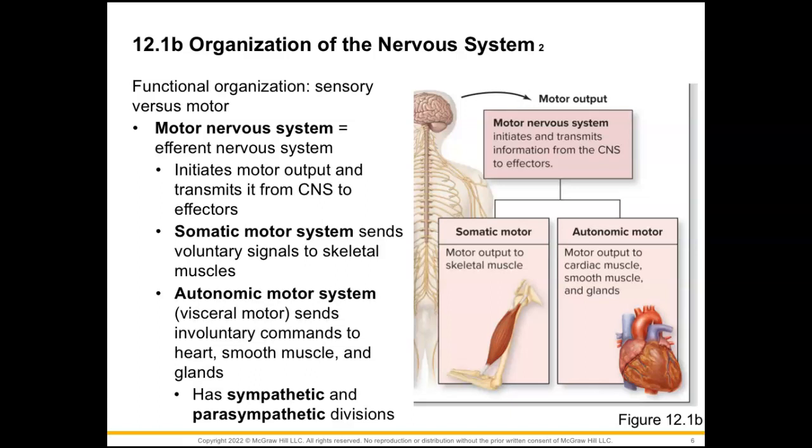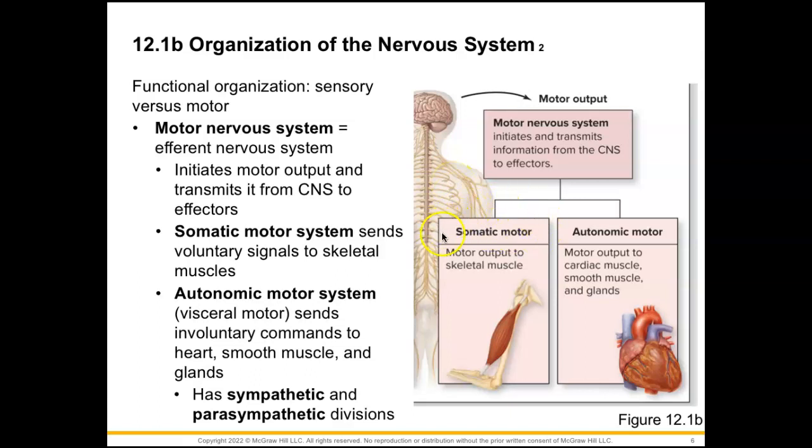Now that we have that out of the way, let's talk about what our motor nervous system is all about. We're going to initiate and then transmit that information from our central nervous system and then out through our motor or efferent neurons to our effectors.